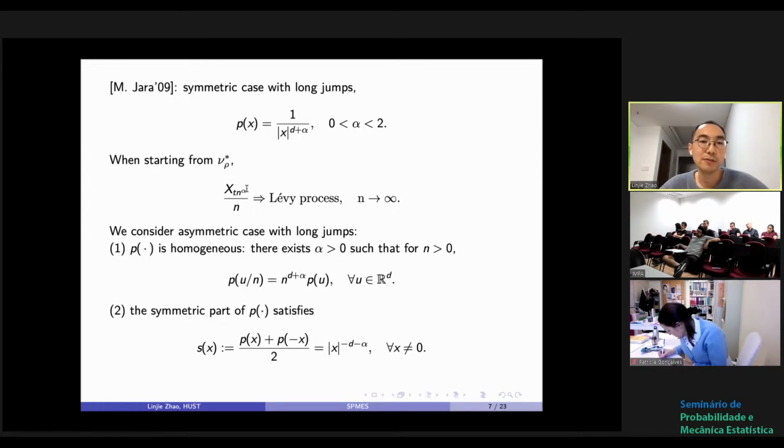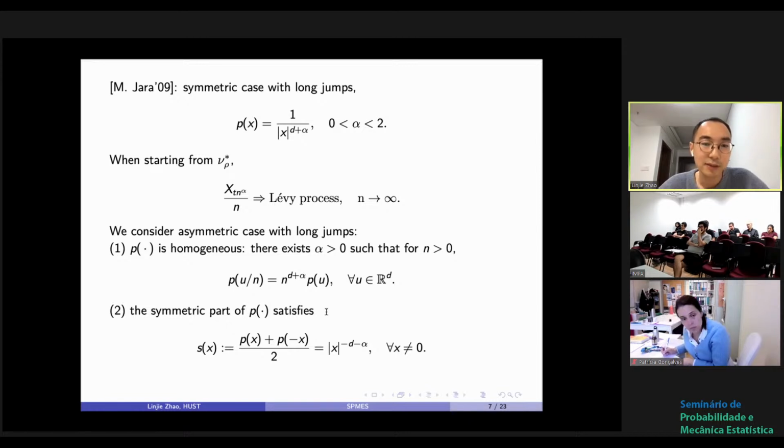So as a natural follow-up, we consider the asymmetric case with long jumps. We have the following two assumptions on the jump rate p. The first assumption is that the jump rate p is homogeneous. This means there exists alpha larger than 0 such that p_u(n) is n^(-d-alpha) times p_u. This is a very natural assumption, I think, and this comes from the symmetric jump rate. This actually comes from this jump rate.